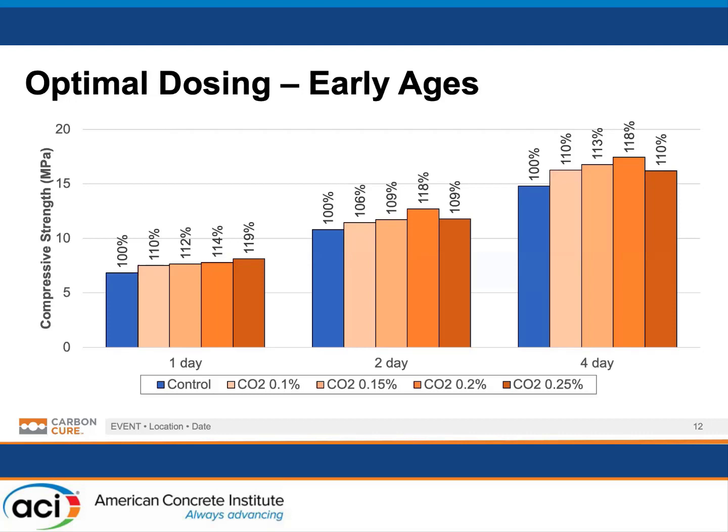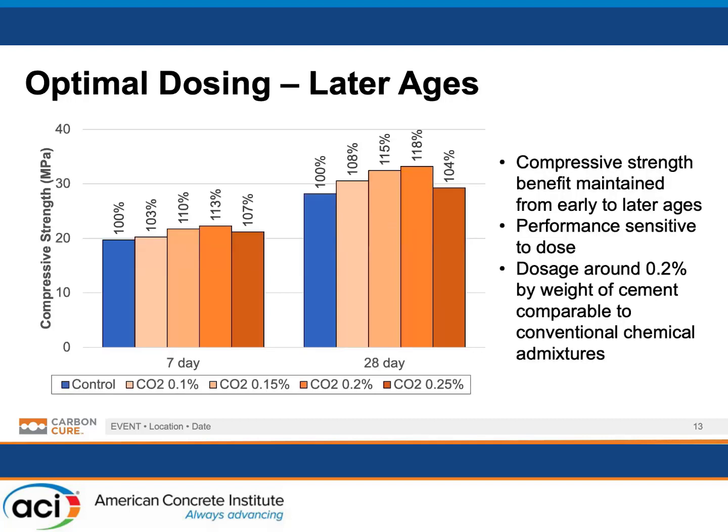You can see at the early ages of 1 to 4 days, you have a dosage sensitivity. In this case, you have an increasing performance gain as you go from 0.1 to 0.2%, and if you go a bit higher than 0.2%, we're starting to go down the other side of a performance curve. So possibly based on this, you would select an optimum dose in the 0.15 to 0.2% range. In this case, you're getting somewhere between 10, almost up to 20% compressive strength benefit across this time period. This performance lasts through 7 and 28 days and beyond.